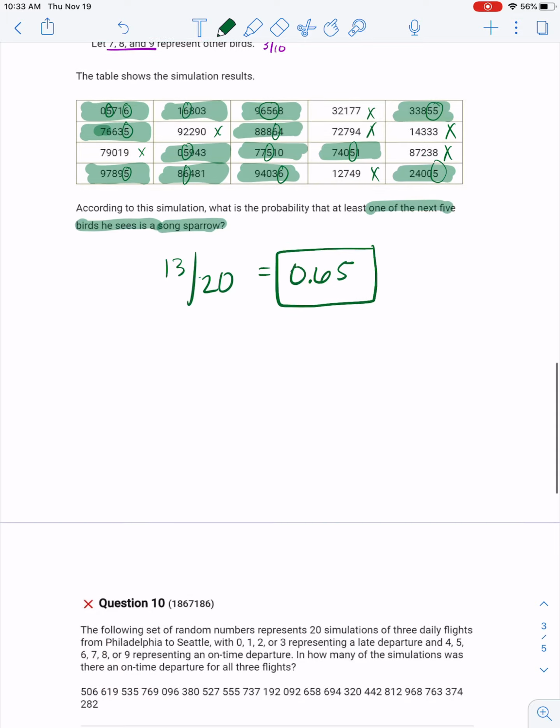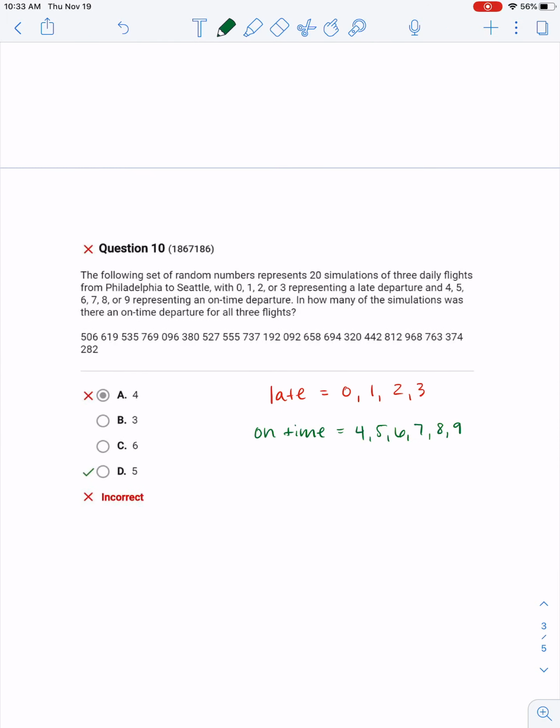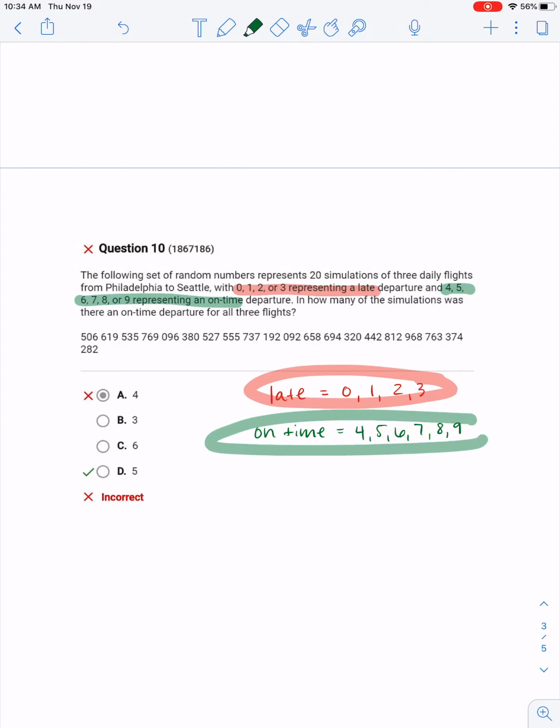All right. Okay, so on to the last one here. The following set of random numbers represents 20 simulations of 3 daily flights from Philadelphia to Seattle. And I already kind of wrote this down because the information was, I thought, hard to find. So right here it says 0, 1, 2, or 3 representing a late departure, and then 4, 5, 6, 7, 8, 9 representing an on-time departure. Okay? So late versus on time.